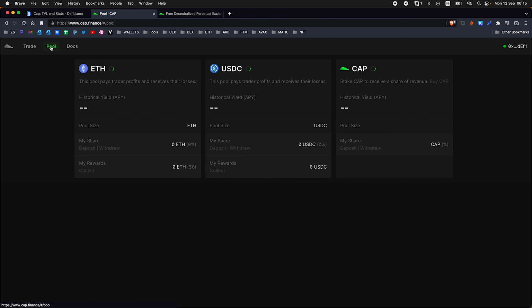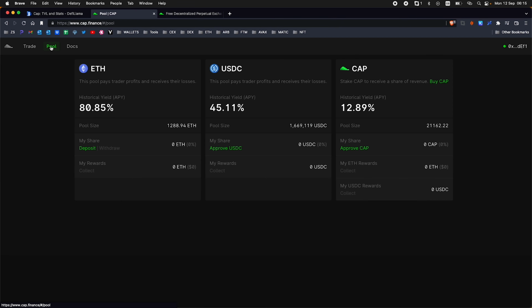However, the interesting part is here, where we can stake or provide liquidity for the tokens that are being leveraged against. So let's say Ethereum, I could provide some Ethereum to this pool. Whenever traders make a profit, that's paid out of the pool of Ethereum. When traders incur losses, their losses go back to the pool of Ethereum that I am a part of. And at the moment, the historical APY, as you can see, is 80%, which is pretty nice, actually, isn't it? That's crazy high at the moment.